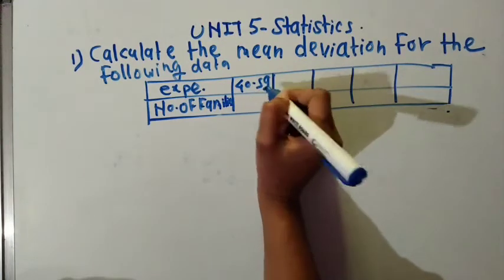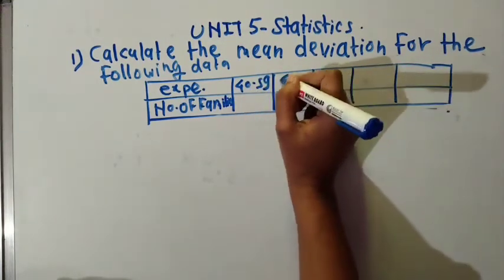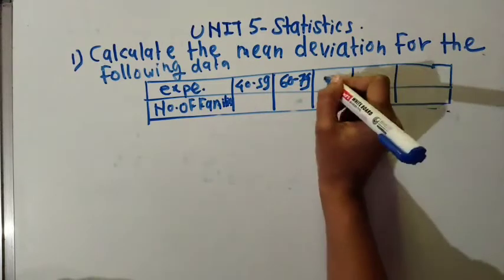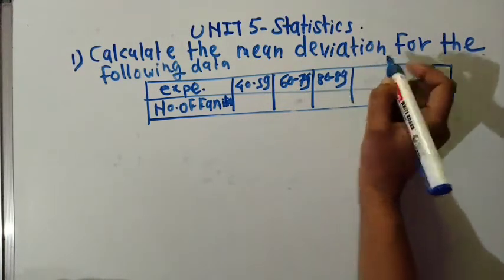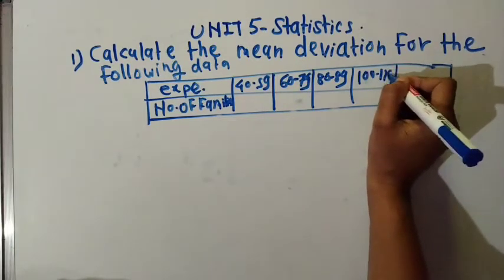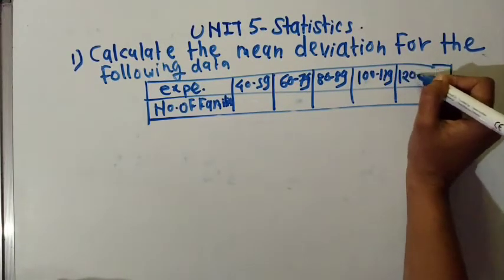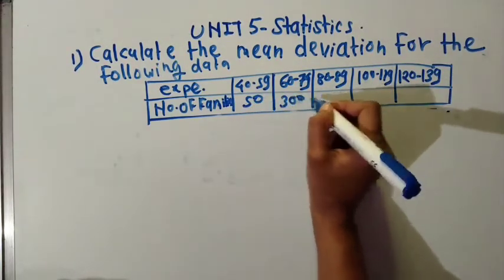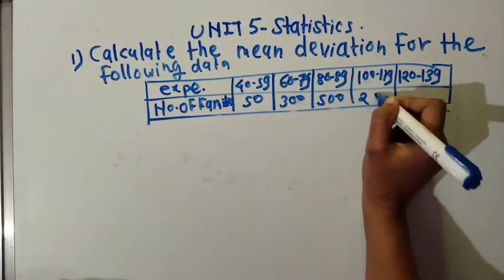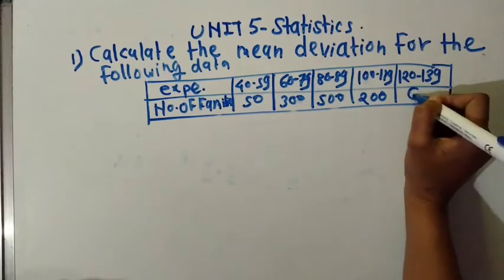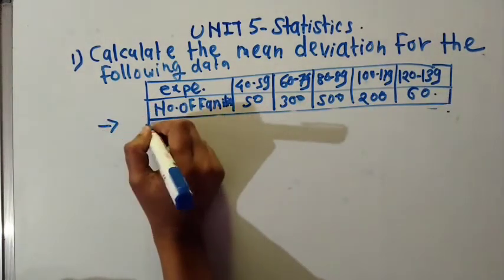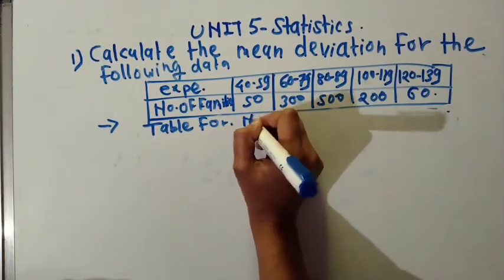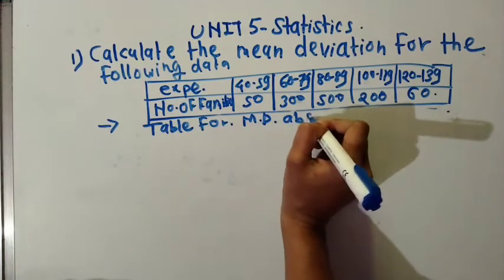The expenditure classes are 40 to 59, 60 to 79, 80 to 99, 100 to 119 and 120 to 139, and the number of families are 50, 300, 500, 200 and 60. Then first we draw the table for mean deviation about mean.